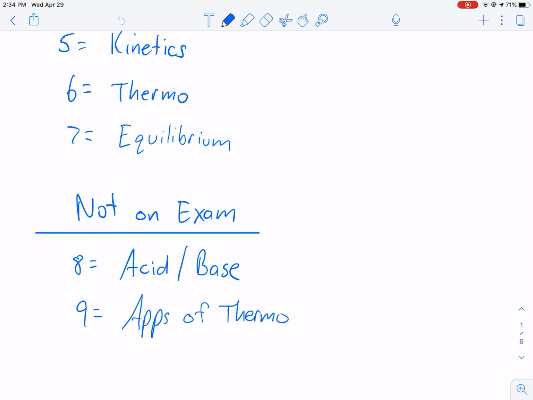So this is some good news for us and maybe some bad news. I don't know, depending on how you interpret things. The acid base, I would think most people are probably pretty happy that that's not on there. They're cutting out a lot of the major difficult subjects within acids and bases.